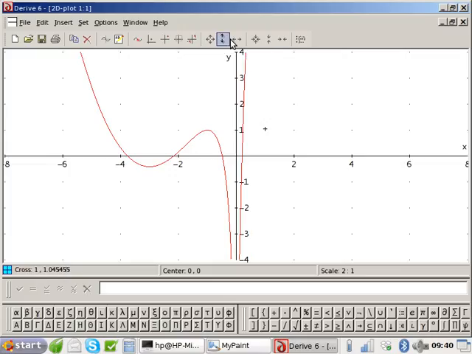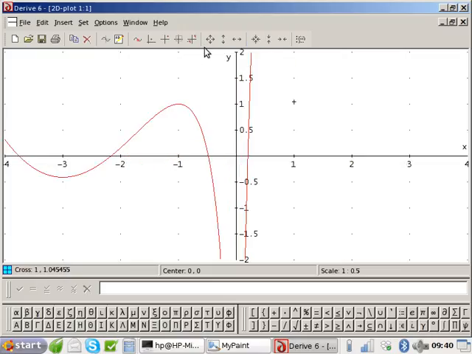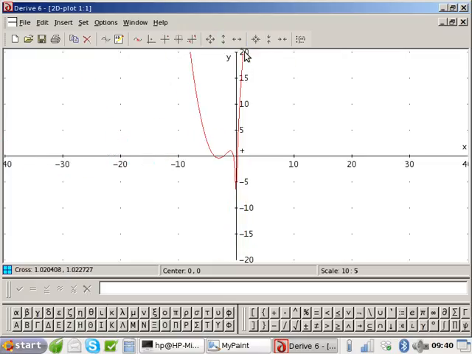Okay, so if I kind of zoom out more, see how steep it is here? It's really growing very quickly. At 2, it's like at 20. So it's a very steep graph. Okay, let me close that.